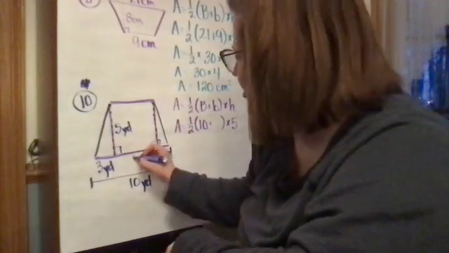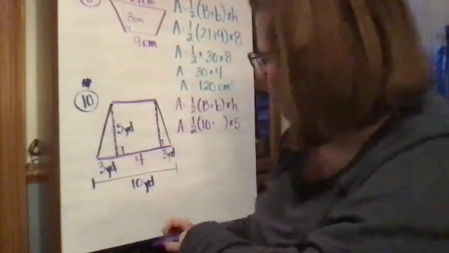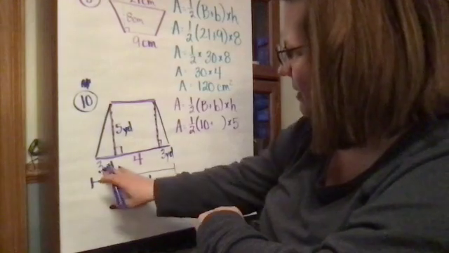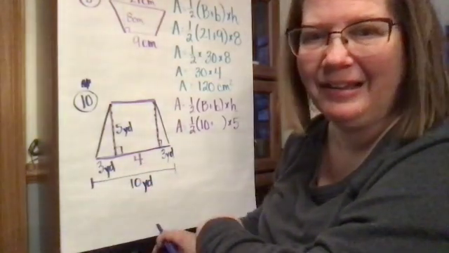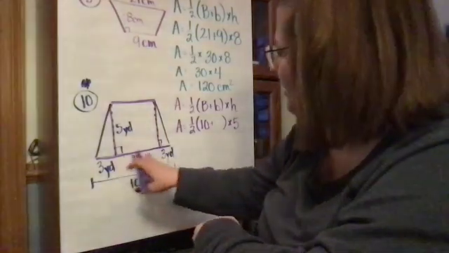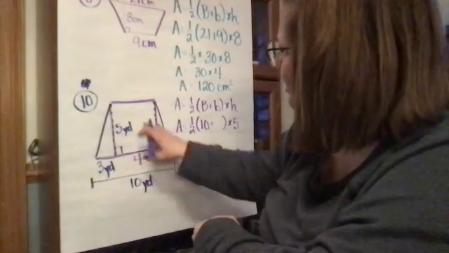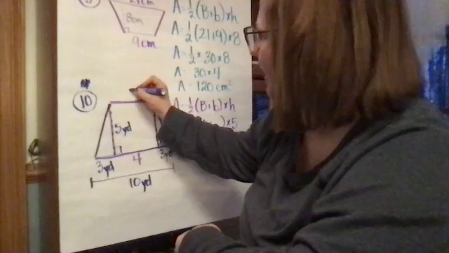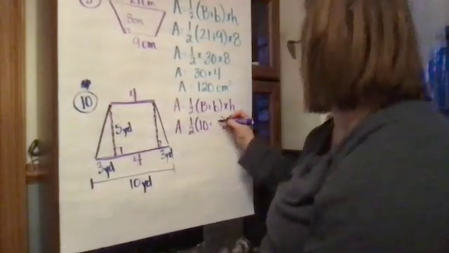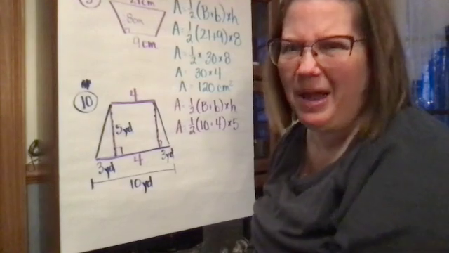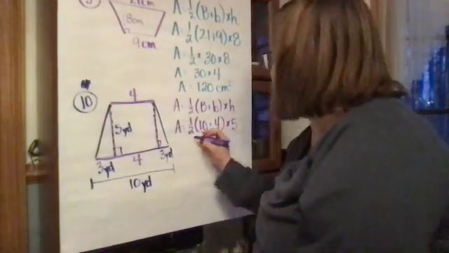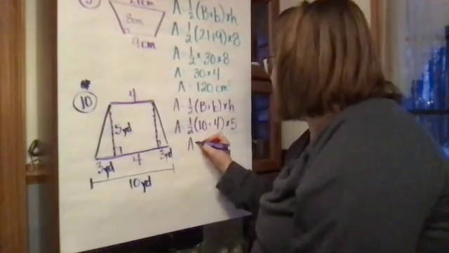What's this middle section going to be? This is going to be a 4, because 3 plus 4 plus 3 equals 10. So if this part's a 4, then this part's going to be a 4. I thought that was going to be really tricky there for a minute, but we figured it out. Good job. All right. So now I'm ready to do some math.